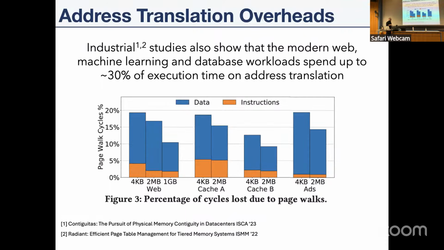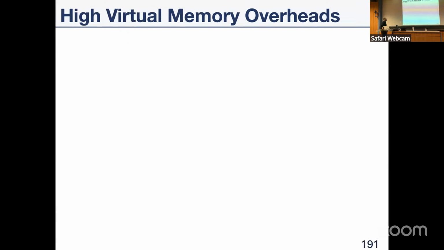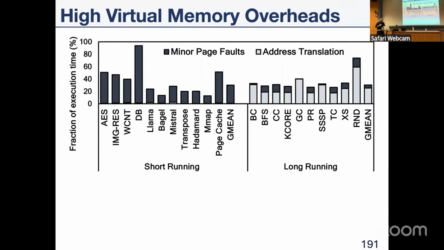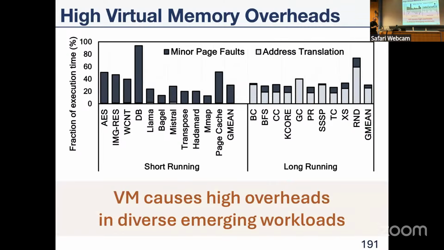For example, this is a graph from a paper called Contiguitas, with results coming from Meta, and they have shown that web, which you can think of as something like Facebook, spends almost 20% of its entire cycles on performing address translation. So we have high virtual memory overheads, present both in these emerging short-running workloads as well as in long-running workloads, and for different reasons. Some are getting hurt by minor page faults. The others are getting hurt by address translation.